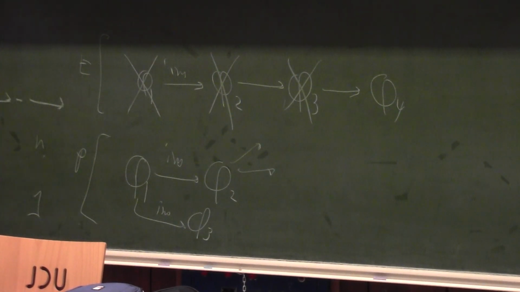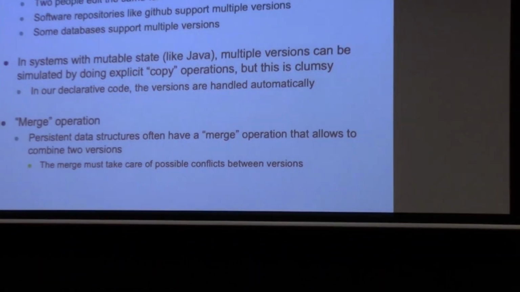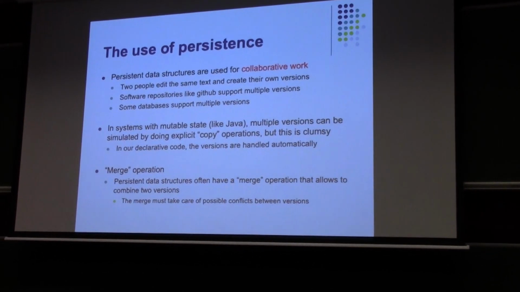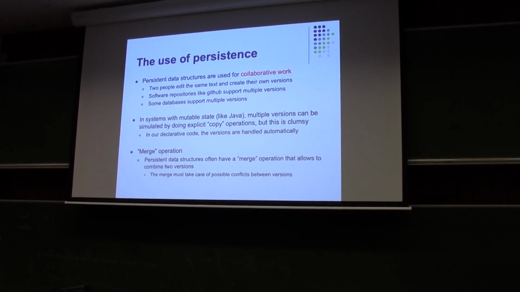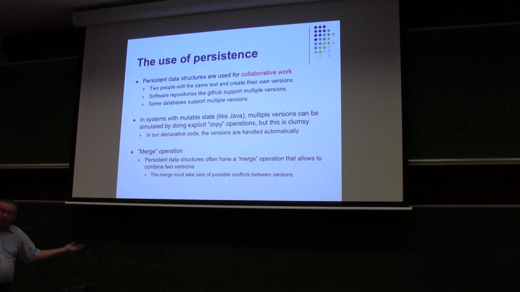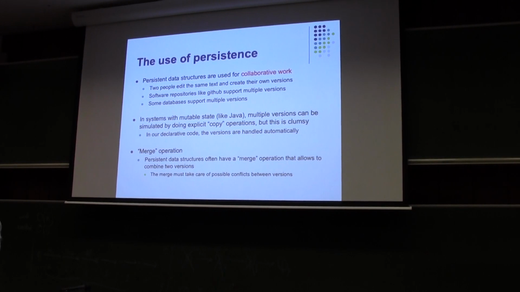So why is it useful for persistent data structures to have many versions? Actually, it's really, really useful, and you are already using it. It's typically used for collaborative work. Let's say you have two people editing the text, and they make their own local versions. That's an example of a persistent data structure. The single version becomes two versions. And also, a software repository like GitHub allows having many versions of software. So this is actually a very common thing.